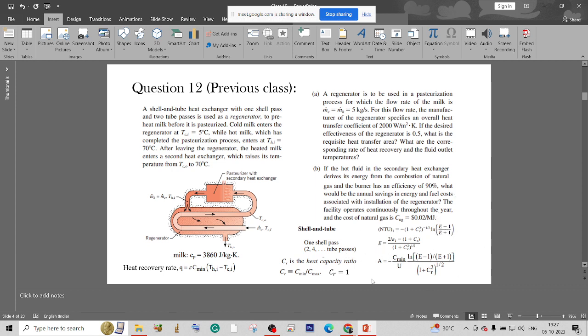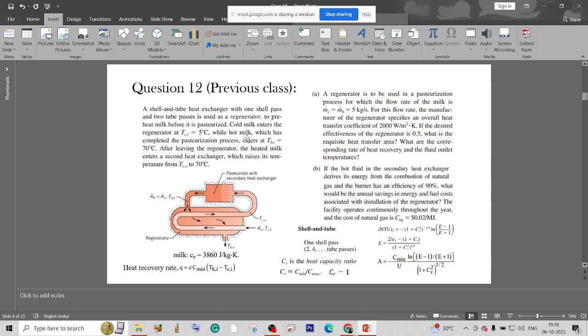Right, and all the equations that will be required are also provided here for shell and tube, one shell pass, and 2, 4, and other tube passes. So the equations are given. These equations you need to apply. So for your simplification, let me draw the diagram, what this means rather.